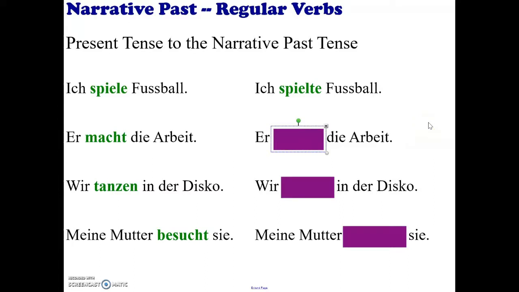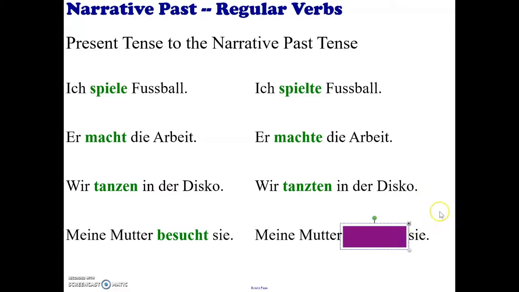Er macht die Arbeit becomes er machte die Arbeit. He does the work. He did the work. Wir tanzen in der Disco changes to wir tanzten in der Disco. So we dance in the dance club or we danced in the dance club. Meine Mutter besucht sie becomes meine Mutter besuchte sie. My mother visits her. My mother visited her.